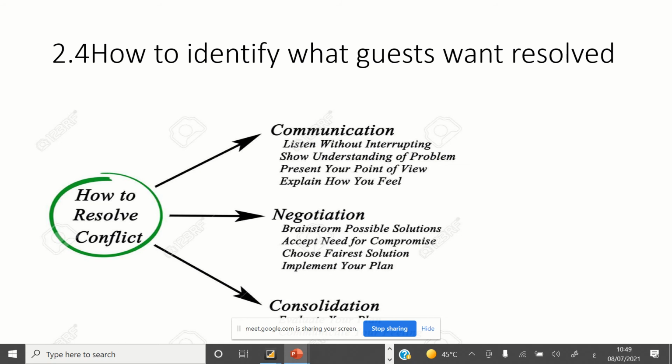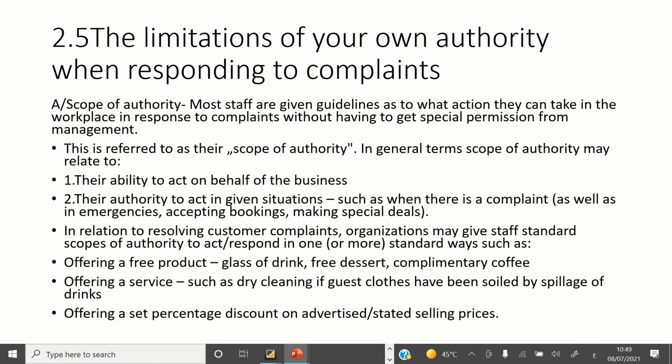Accept the need for compromise. For example, he said, no, I don't want you to warm it for me. So, you can offer him, for example, an alternative plate and have this one for free. Choose the first solution and implement your plan. Evaluate your plan and communicate your feelings. So by the end, your guest is supposed to be happy with the suggested solution.